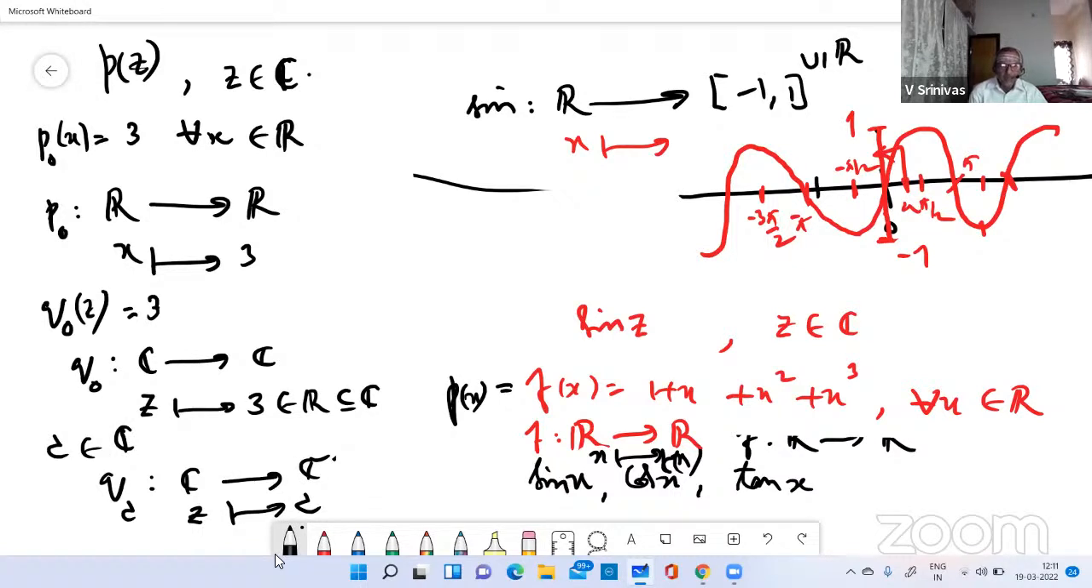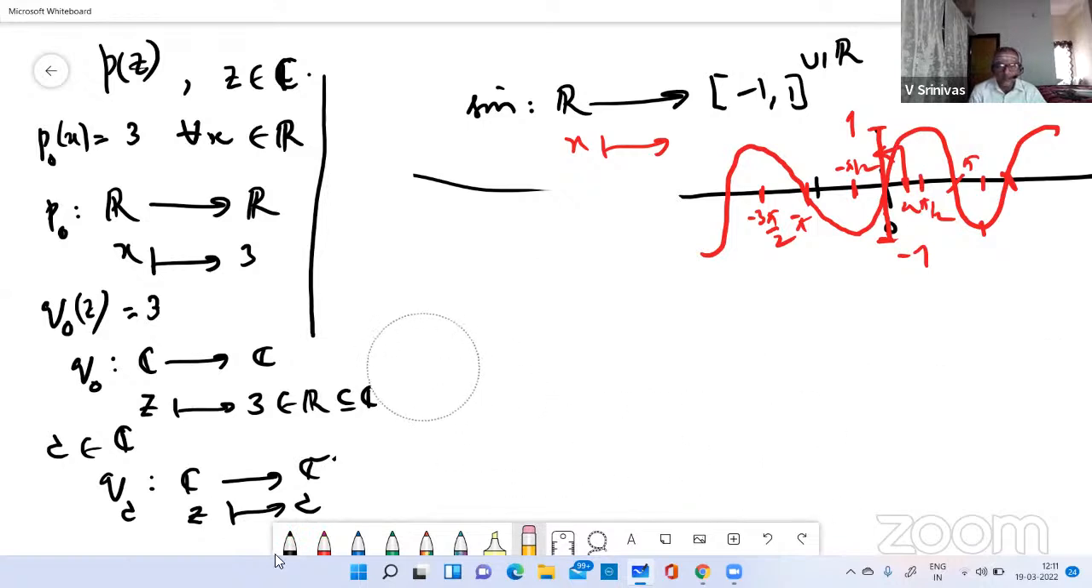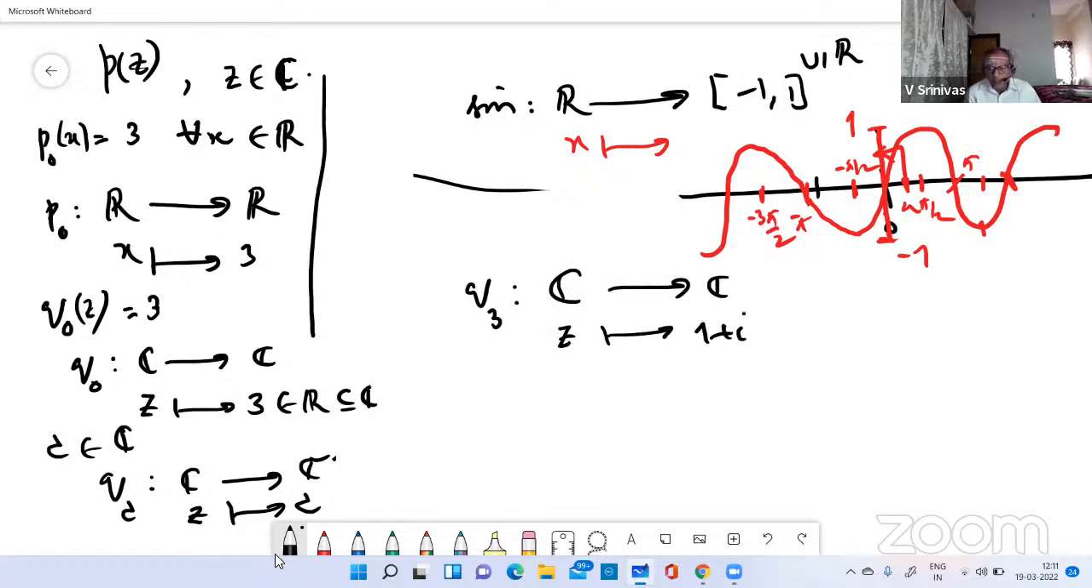If my c is 1 plus i, so in place of c, I will take 1 plus i. So I want to define q 3. This is a function from C to C. It takes every complex number z to the constant 1 plus i. This is a complex constant. It has non-zero imaginary part. Therefore, this is a pure complex number. It takes every z to 1 plus i.